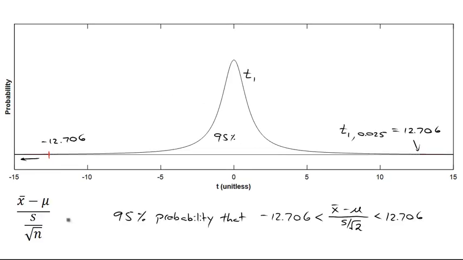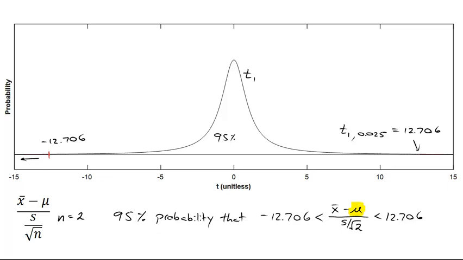So if we accept that this ratio is t-distributed, in this case I've got n equals 2, a sample size of 2, that means that there's a 95% probability that this ratio is greater than negative 12.706 and less than positive 12.706. But remember, we don't ever get to know anything about the population mean itself. We're just trying to establish a range that it could be.